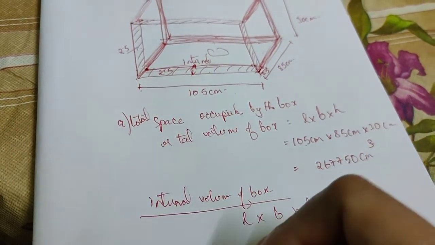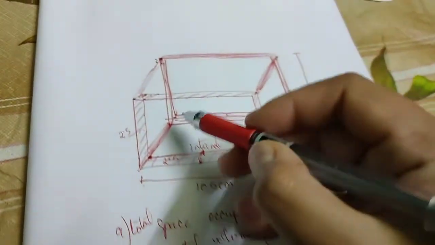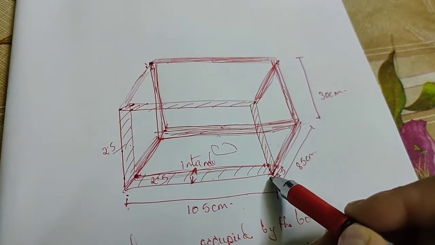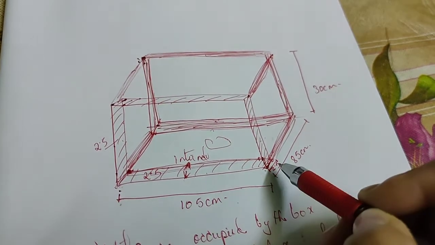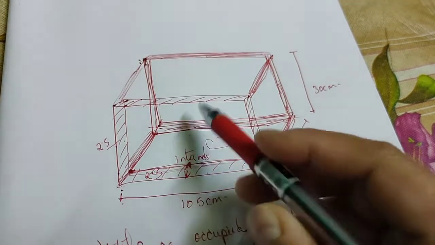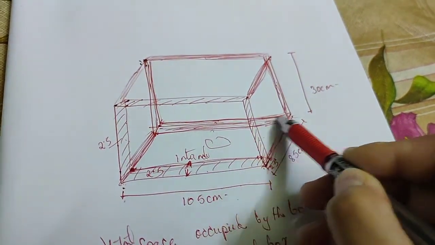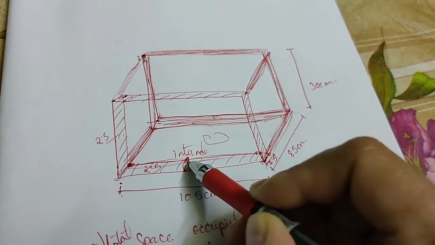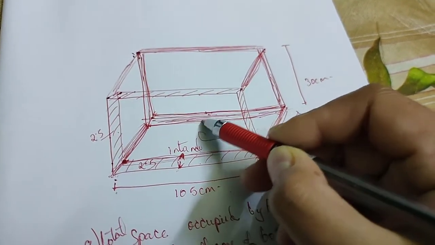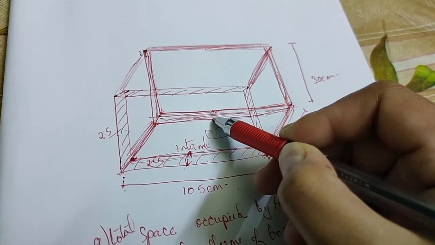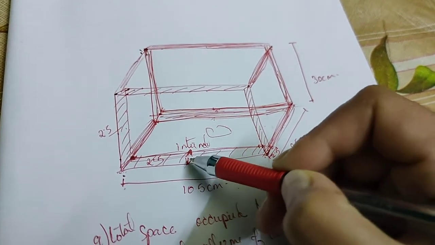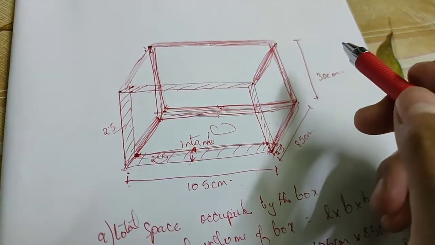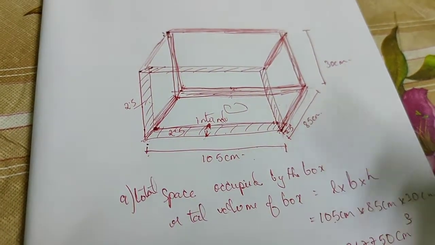Now what is our length? Length is 105, but this is not the actual. The internal volume is from inside, leaving the outside part. So we know the outside length is 105. To get to the inner point, I will do 105 minus the thickness, 2.5. On the opposite side also there is thickness, so minus again 2.5. This 105 minus 2.5 minus 2.5 will give me the exact length of the inner part.